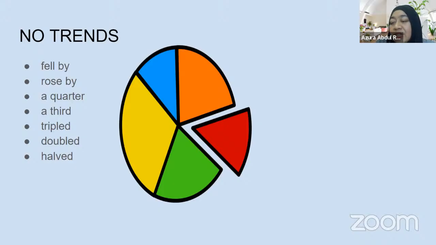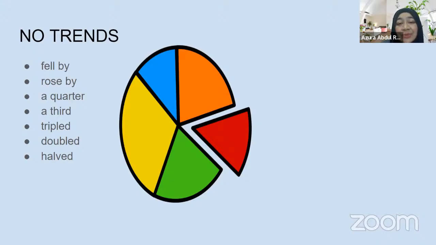When it comes to pie charts, we've had pie charts before, but they have been rare. Rare sightings. It's kind of like UFO sightings, very rare, but it doesn't mean that they're not there. You have to be ready for it. If you're given a pie chart, you cannot say that there was a rising or falling trend. When it comes to a pie chart, it is static. There's no trend. So you have to use different words, such as fell by, rose by, a quarter, a third, tripled, doubled, and halved.